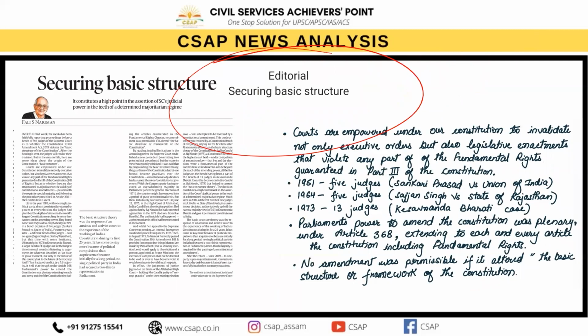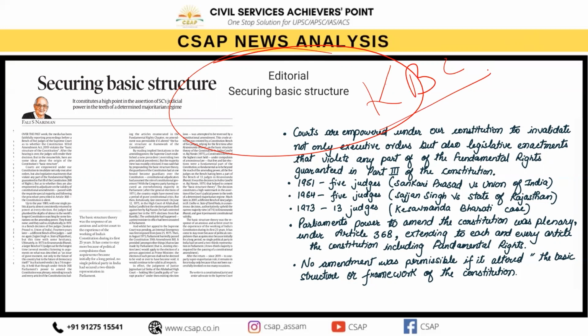सो व्हेन आई से अबाउट द बेसिक स्ट्रक्चर, ओके, बेसिक स्ट्रक्चर बोलते ही पहले दिमाग में क्या आता है? एक केस व्हिच इज नोन एज केशवानंद भारती केस, ओके, ऑफ 1973. Okay, which introduced the basic structure doctrine, which limited Parliament's power to make drastic amendments that may affect the core values enshrined in the Constitution. That is like secularism, federalism, republic, democracy, ये सब change नहीं कर सकते.